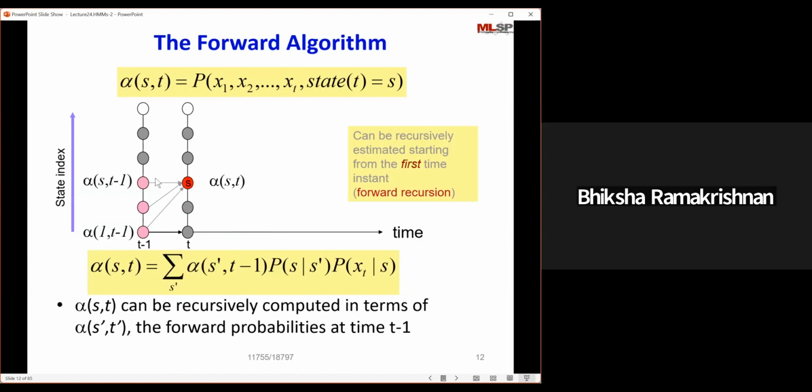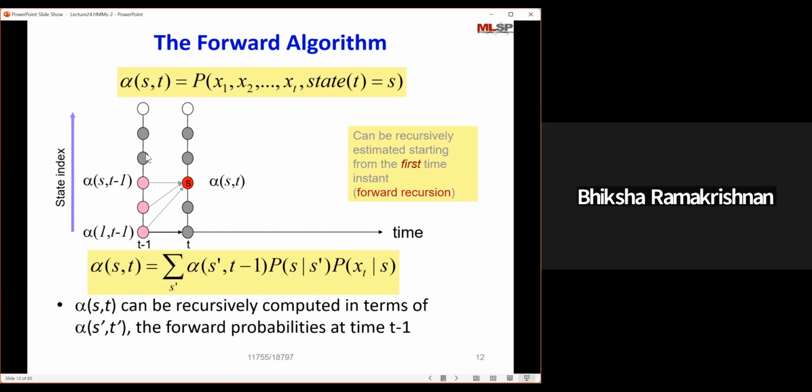You could arrive at any state from one of its parents. And so the alpha(S,t) over here was the sum over all parents of the alpha for the parent times the probability of transitioning from the parent to the current state times the probability of generating the observation from the state. You can actually pull this P(x given S) outside the summation. So this was the recursive formula for computing alphas.